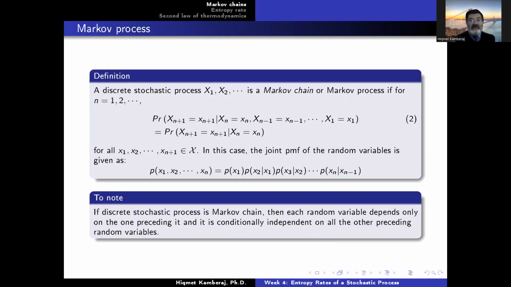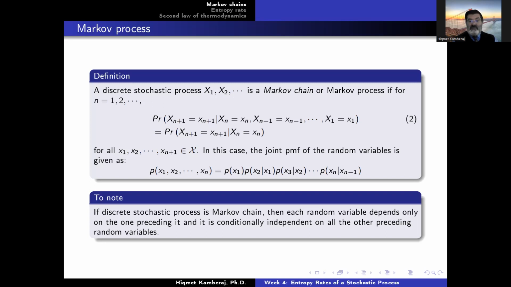Another definition: a discrete stochastic process X1, X2, and so on is a Markov chain or a Markov process if, for n equal to 1, 2, and so on, the probability that Xn plus 1 is equal to xn plus 1 given that Xn is equal to xn, Xn minus 1 is equal to xn minus 1, and so on, X1 is equal to x1, equals the probability that Xn plus 1 is equal to xn plus 1 given that Xn is equal to xn, for all x1, x2, ..., xn plus 1 from the alphabet set chi.